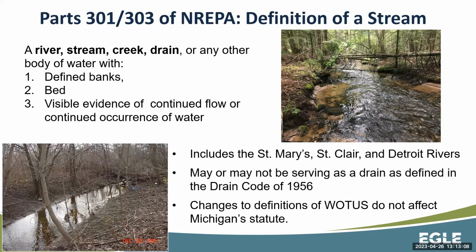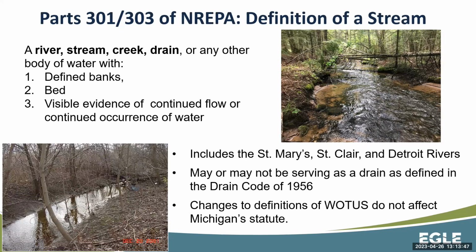So now I want to talk a little bit about the definition of a stream under Parts 301 and 303 of NREPA. Under the statute, a stream is defined as a river, stream, creek, drain, or any other body of water with defined banks, a bed, and visible evidence of continued flow or continued occurrence of water. It includes the St. Mary's, St. Clair, and Detroit rivers, and it may or may not be serving as a drain as defined in the Drain Code of 1956.